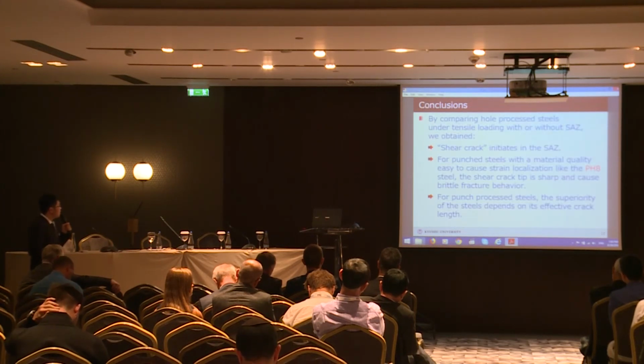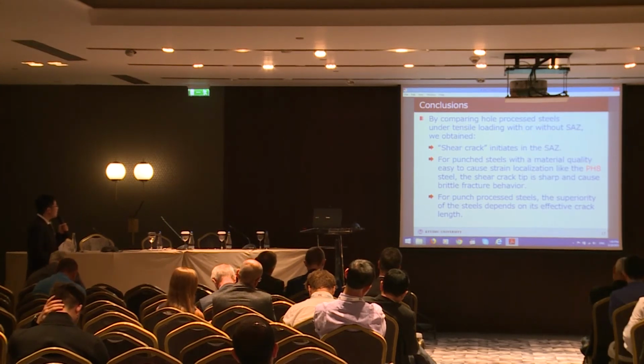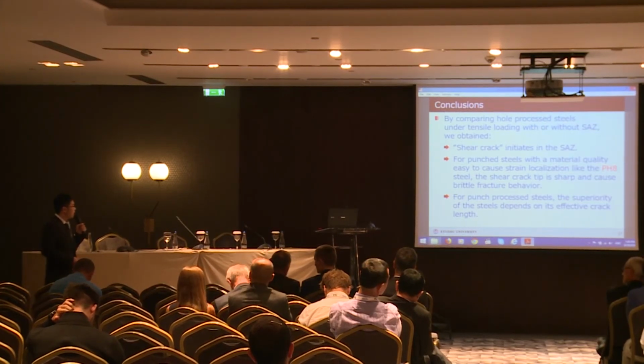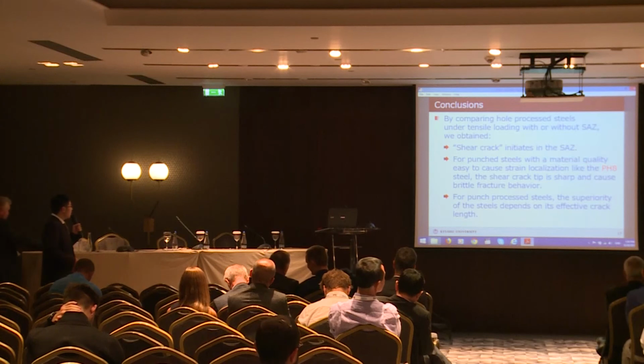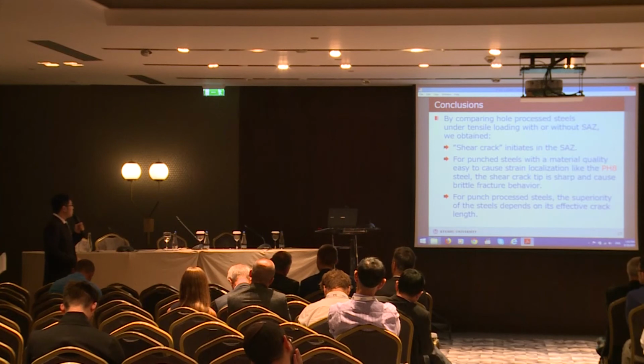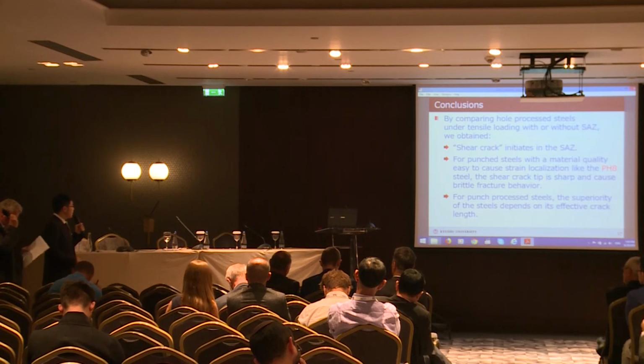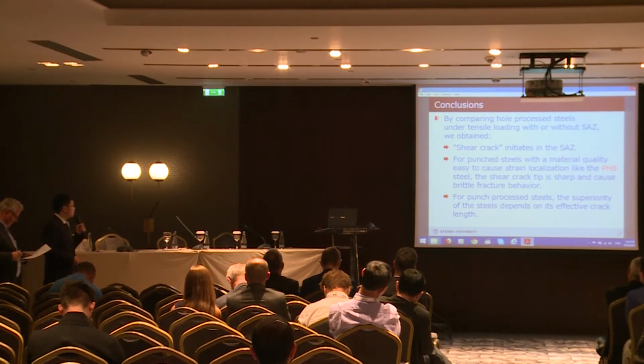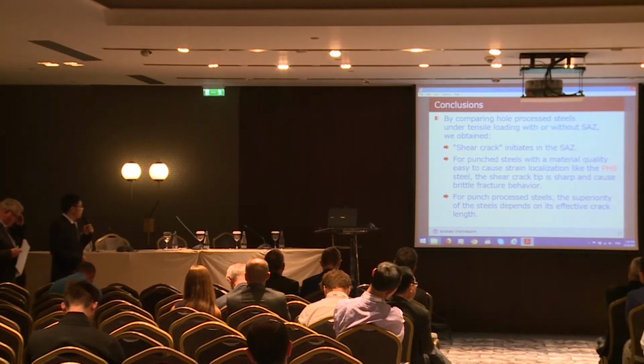This is the conclusion. By comparing whole processed steel under tensile loading with or without SAZ, we find that the shear crack initiates in the SAZ. For punched steels with a material quality that easily causes strain localization, like the PH8 steel, the shear crack tip is sharp and causes brittle fracture behavior. For punch processed steel, the superiority of the steel depends on its effective crack length.